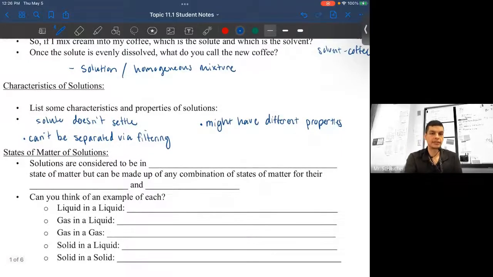Okay, let's talk about states of matter of our solutions. So normally, if we have a solution, it could be a solid, liquid, or a gas, actually. Solutions are considered to be in one state of matter. But it can be made up of any combinations of states of matter for their solute and solvents.